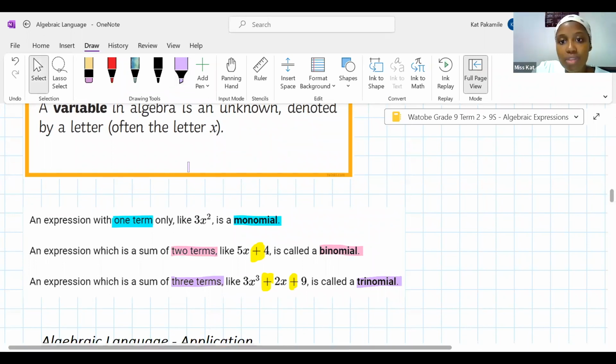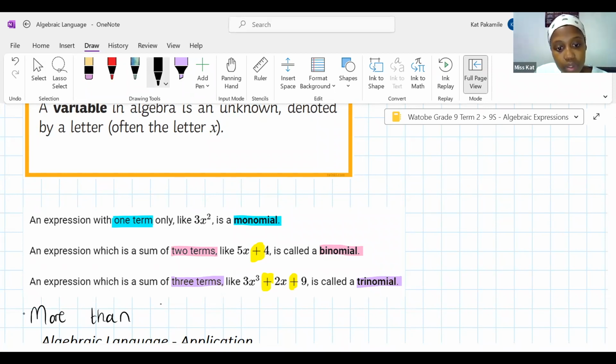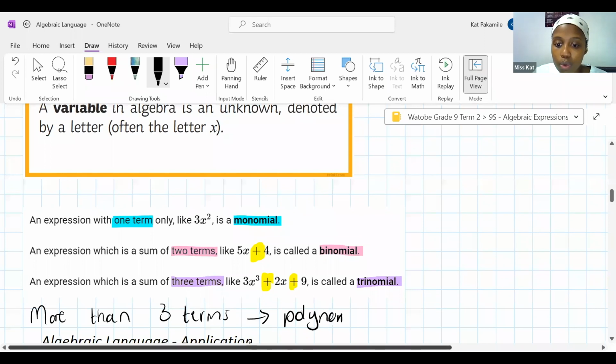Tell me, guys, if it has more than 3 terms, what is it called? Thank you very much. You guys are very good at this. So when it has more than 3 terms, we call it a polynomial. Poly means many. Nomial. There we go.